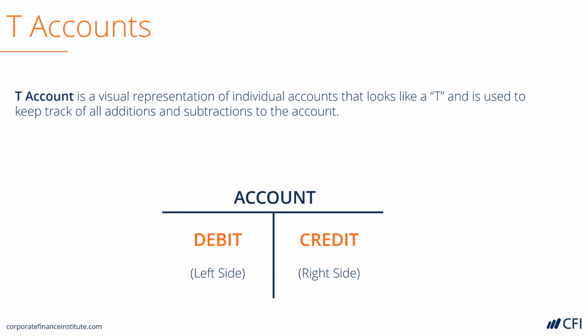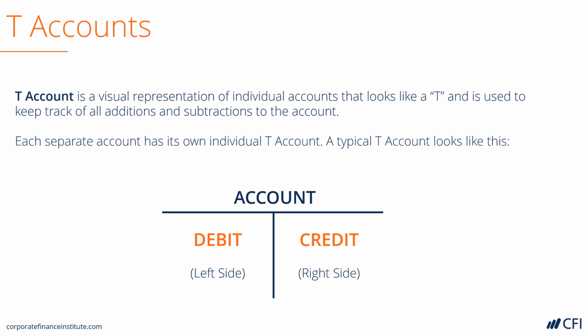T accounts are how accountants keep track of debits and credits for a business. Each account for the company will have its own T table that looks like the example below. It makes the shape of a T with debits on the left side and credits on the right side.